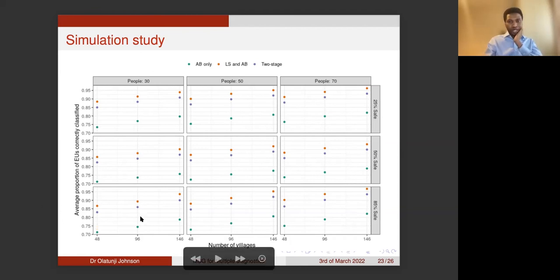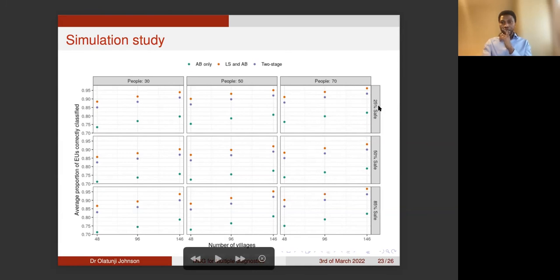There are so many things on this plot, but what is clear here is that when we vary the number of people sampled in each village, looking over the columns, we notice that the difference in accuracy is not that much. If you look at the y-axis, the difference is not that much. But when we vary the number of villages that we sampled from 48 to 96, there is a clear change in the accuracy. This is telling us that you gain more when you visit more villages than when you sample more people in each village, which actually makes sense.